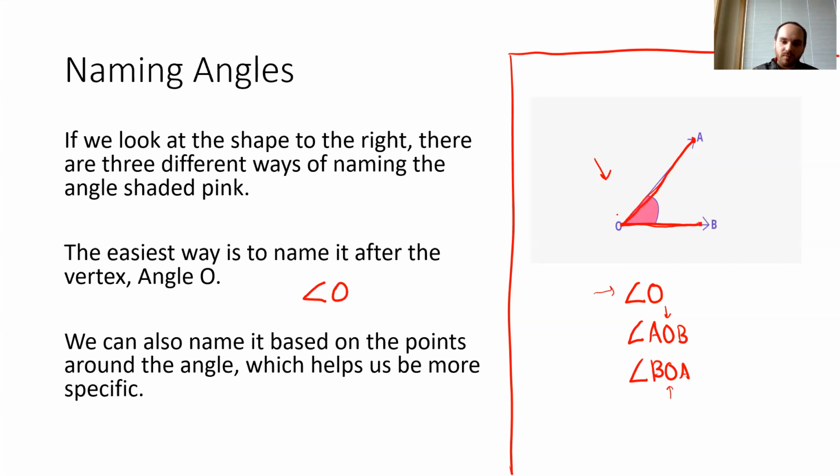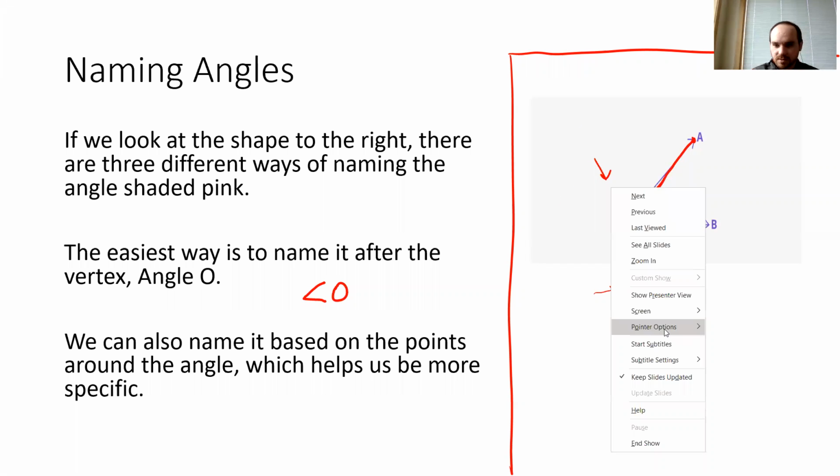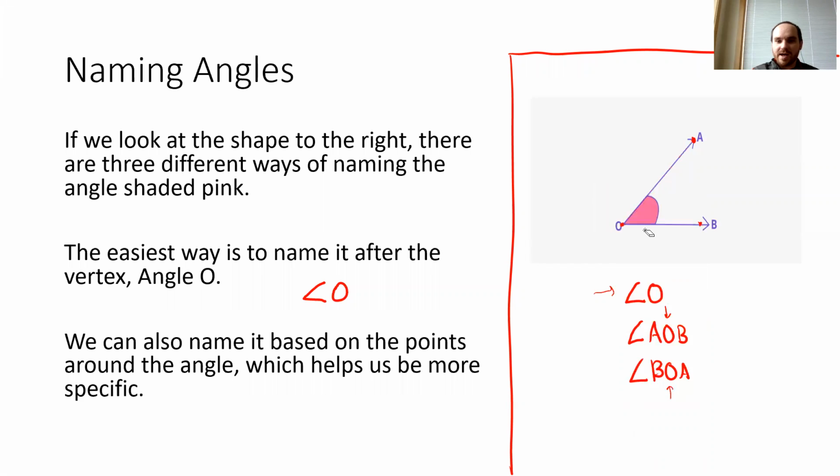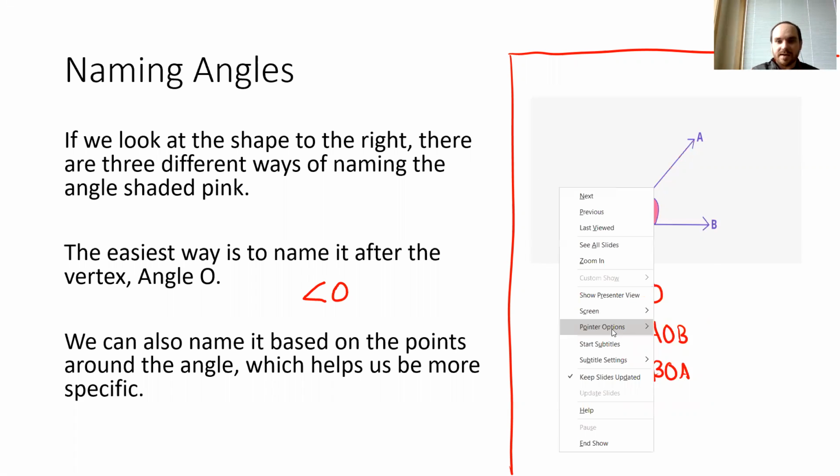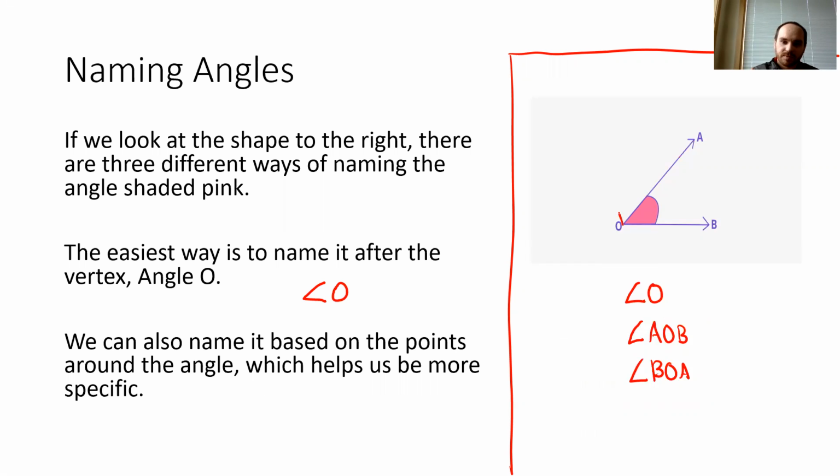Now, I'm going to erase a little bit of this. You might be wondering, why on earth would you want to write out AOB or BOA when you could just write angle O? That's a lot easier, right? I'm going to show you an example of why we might end up using that. So let's say there was another line here, doing like this. We'll call this C. If I said angle O, which angle would I be talking about? Would I be talking about this angle? Would I be talking about the angle in pink? Or would I be talking about this whole angle? We don't actually know. So giving us the points allows us to label it better.